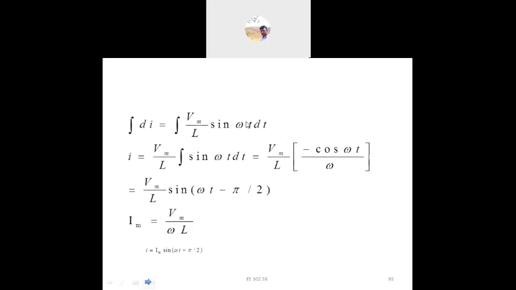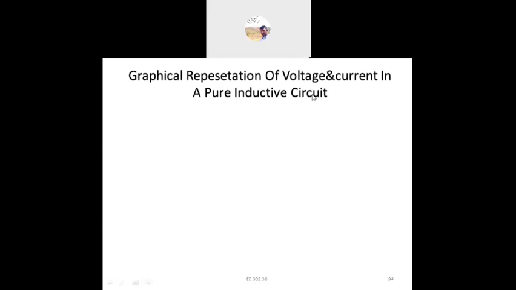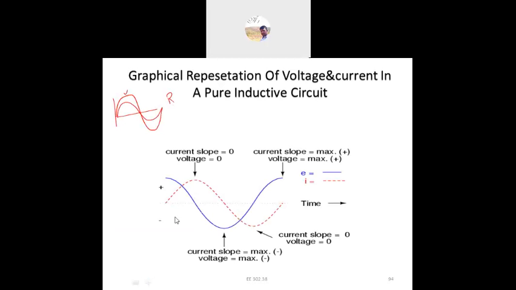Here is the graphical representation of the voltage and current. For the resistor, here is the voltage and here is the current. Now similarly for the pure inductor, how will it be? In the pure inductor, there is some lagging: the current lags behind the voltage, by 90 degrees.